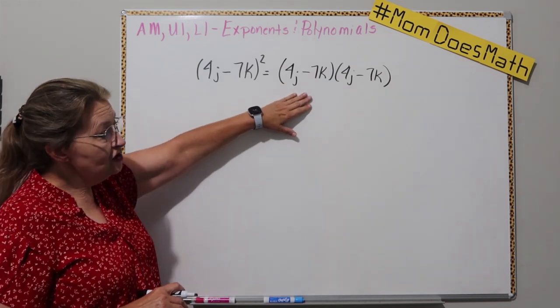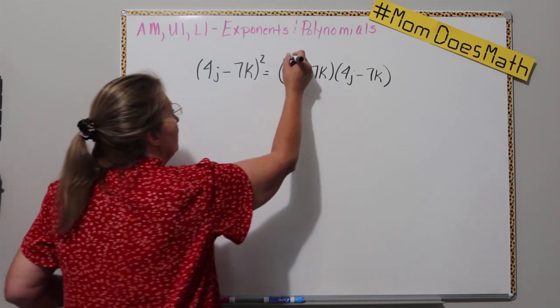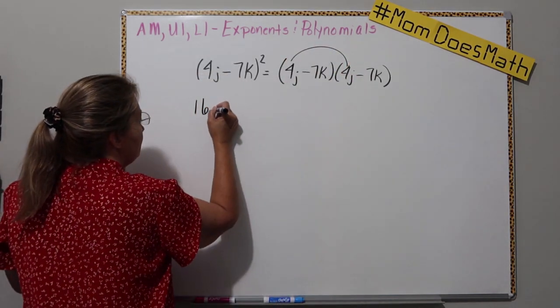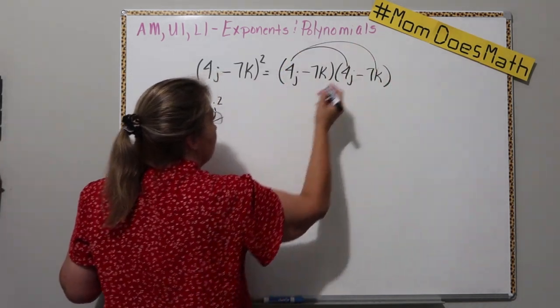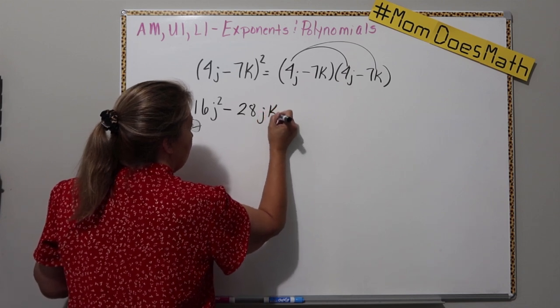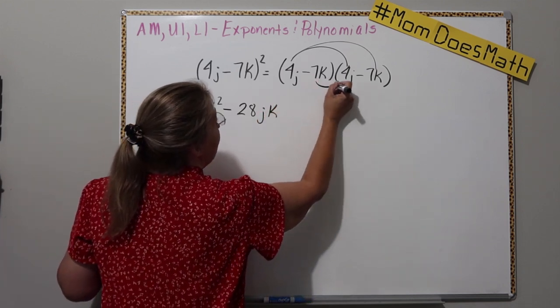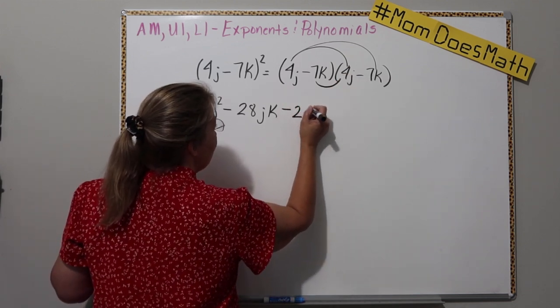Now, for the multiplication, you're just going to distribute. You could call it FOIL if you want to, but what we're going to do is multiply the first two terms together. That gives you 16j to the second. Then this is going to be negative 28 jk. All right, now let's do the 7k. Negative 7k times 4j is going to be negative 28.